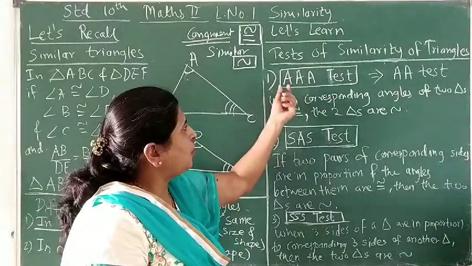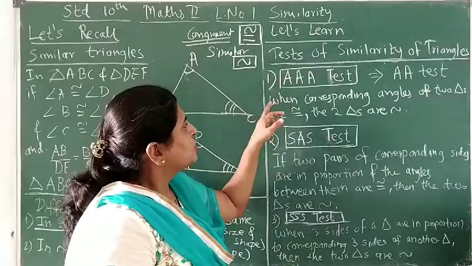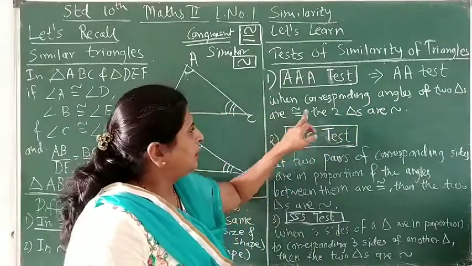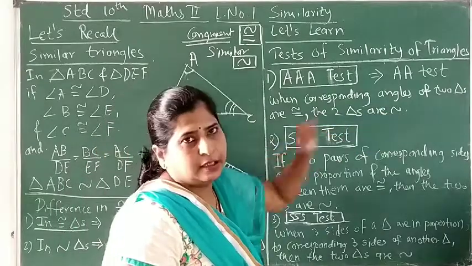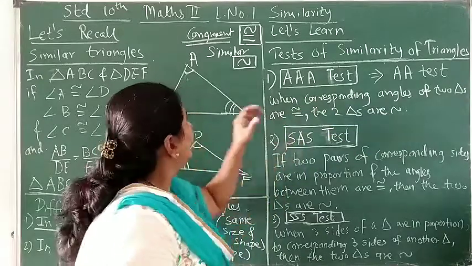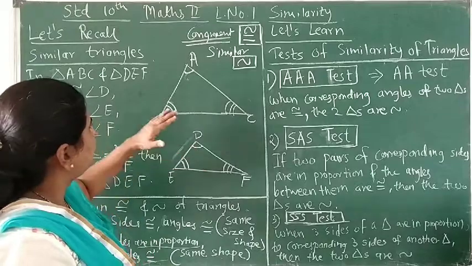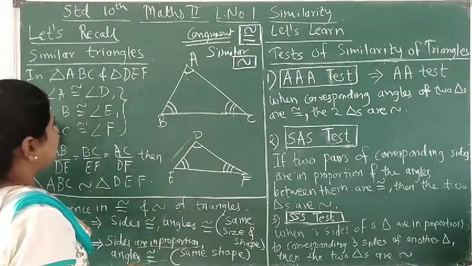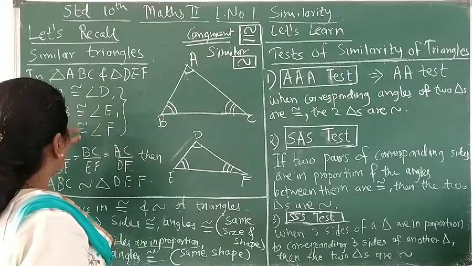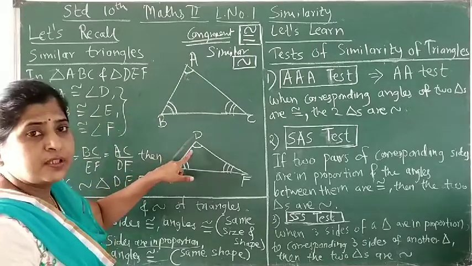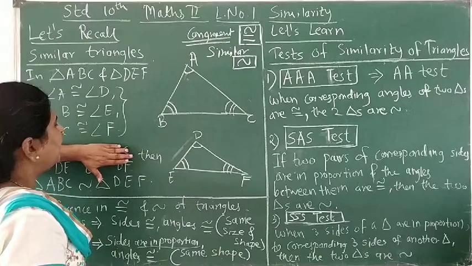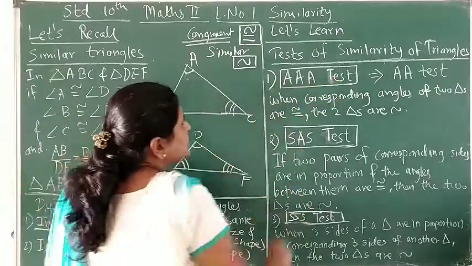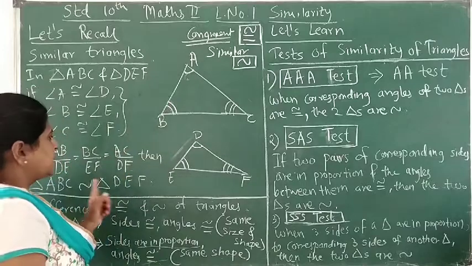As the name tells you, it is an angle test. So when corresponding angles of 2 triangles are congruent, the 2 triangles are similar. This is in short. Okay. Means, for example, in this triangle, suppose we know only this part. We know that these angles of the first triangle are congruent to corresponding angles of the second triangle. We do not know anything about the sides. Still, we can say that by the AAA test, these 2 triangles are similar.